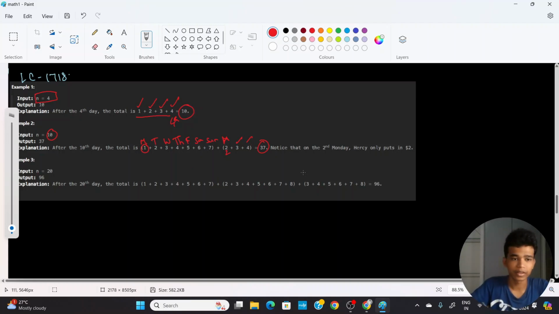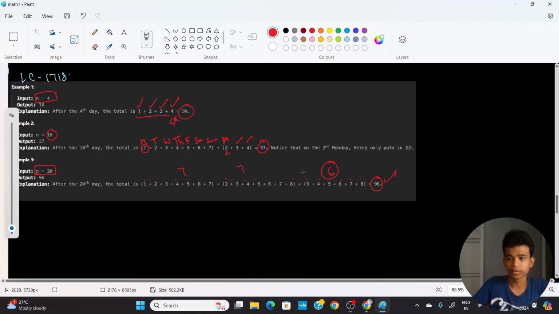Okay. Now, the next one is n is equal to 20. If n is equal to 20, then first of all, 1, 2, 3, 4, 5, 6, 7. Then again 2, 3, 4, 5, 6, 7, 8. Then 3, 4, 5, 6, 7, 8. Here only 6 days. Why? Because here 7 days, here 7 days, and at last it will be only 6 days. So it will be like this. What is the total? It is 96.